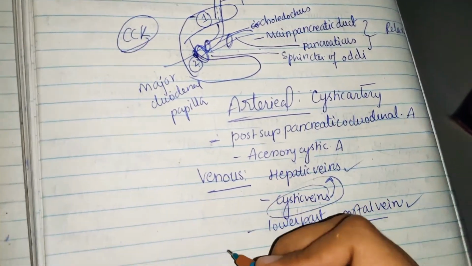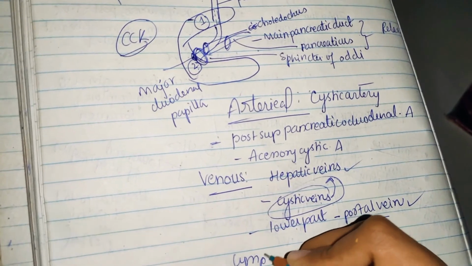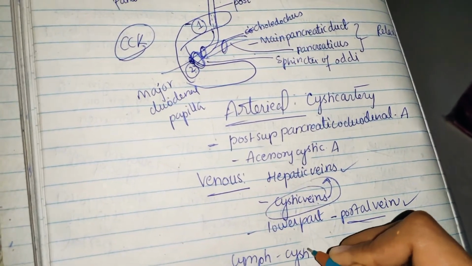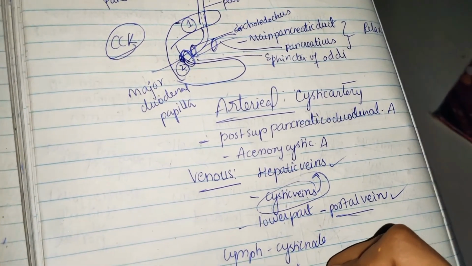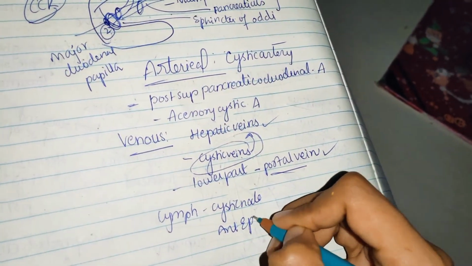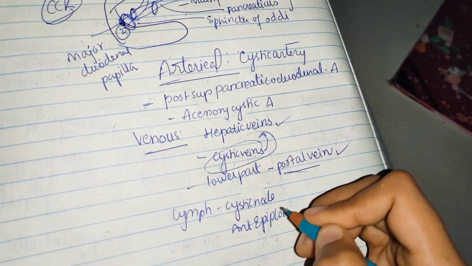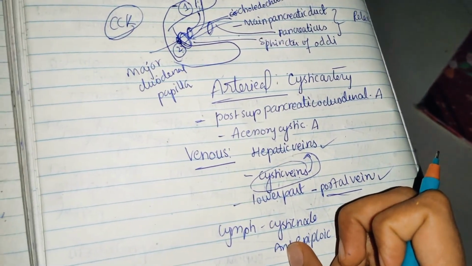Next, coming to the lymphatic drainage. The lymphatic drainage is mainly to the cystic node, and to the node of the anterior border of the epiploic foramen. You know the epiploic foramen, so sometimes the lymph may also drain to the anterior epiploic foramen.